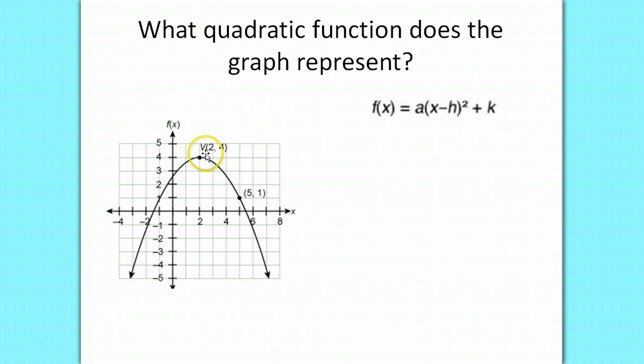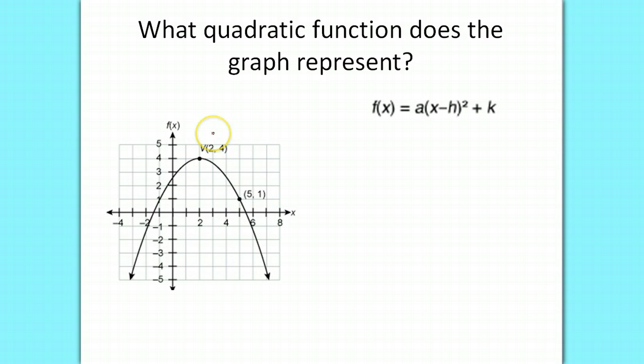So if we look at the graph, we can plug in some values. So from the vertex, we can find the h and the k. So we can go ahead and rewrite the equation with h and k in there. That's pretty fast and easy. So we'd have x minus our h value, which is +2, and then k is +4.